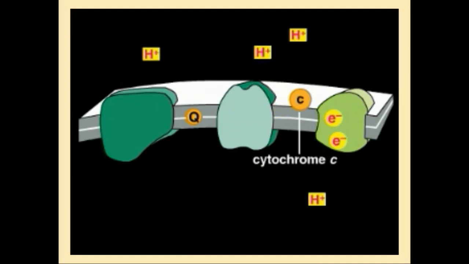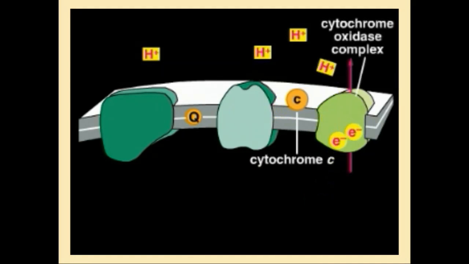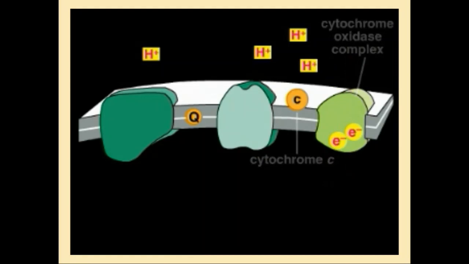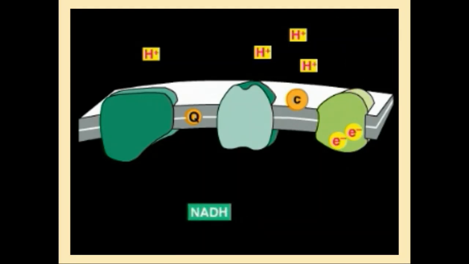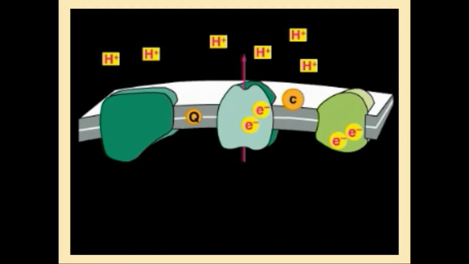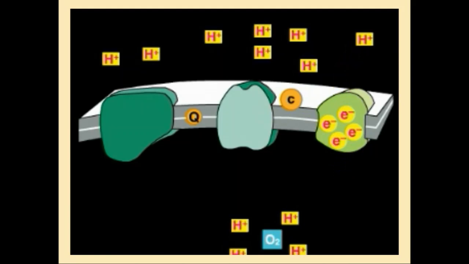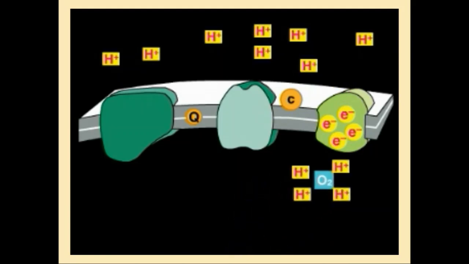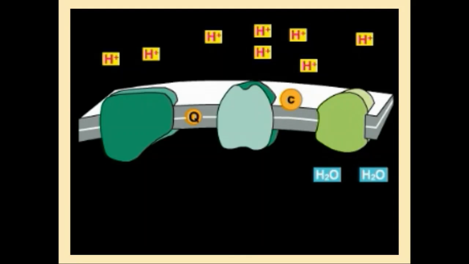Finally, cytochrome C delivers the electrons to the cytochrome oxidase complex, a third proton pump. The cycle repeats until the cytochrome oxidase complex has accumulated 4 electrons. From there, they are handed over to molecular oxygen. Oxygen takes up the electrons as it combines with protons, forming water as a product, thereby completing the stepwise path of the combustion of the food molecules.